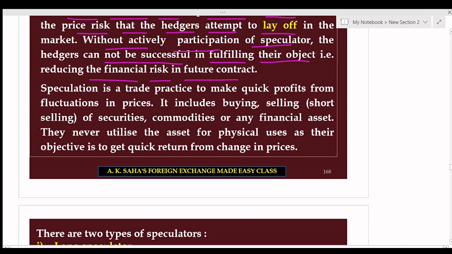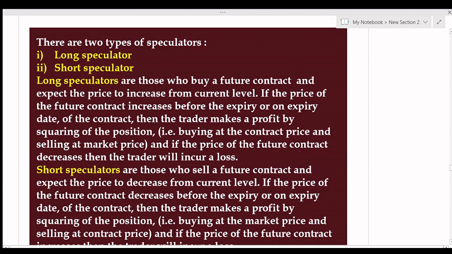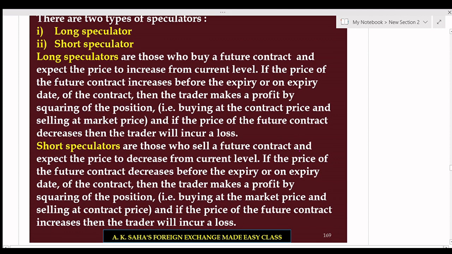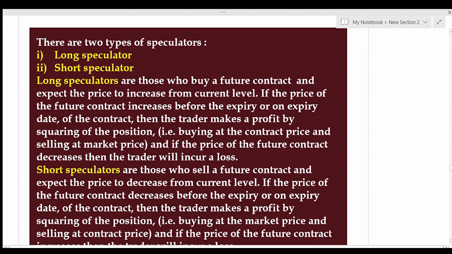Future speculation is a trade practice to make quick profits from fluctuations in prices. It includes buying, selling, and short selling of securities, commodities or any financial assets. They never utilize the asset for physical uses, as their objective is to get quick returns from changes in prices. There are two types of speculators: one is the long speculator and the other is the short speculator.